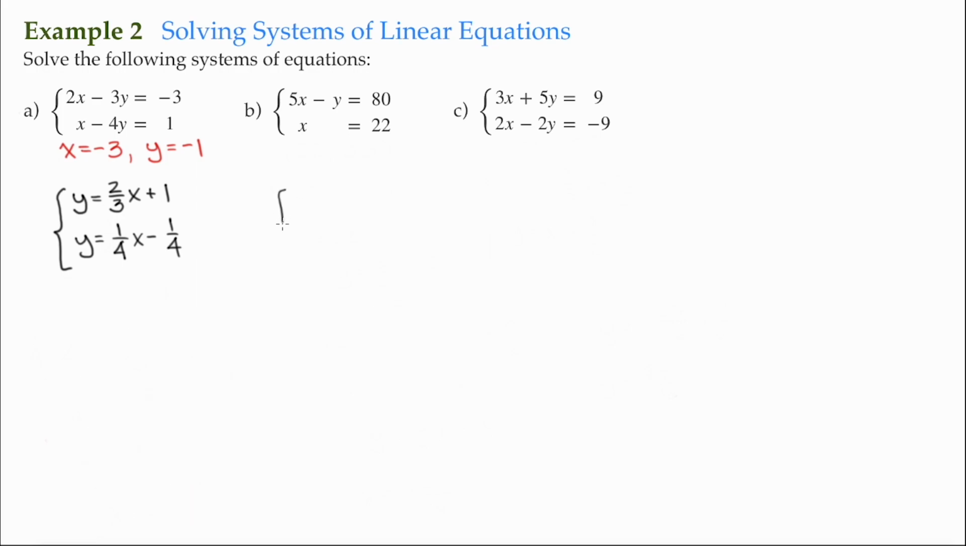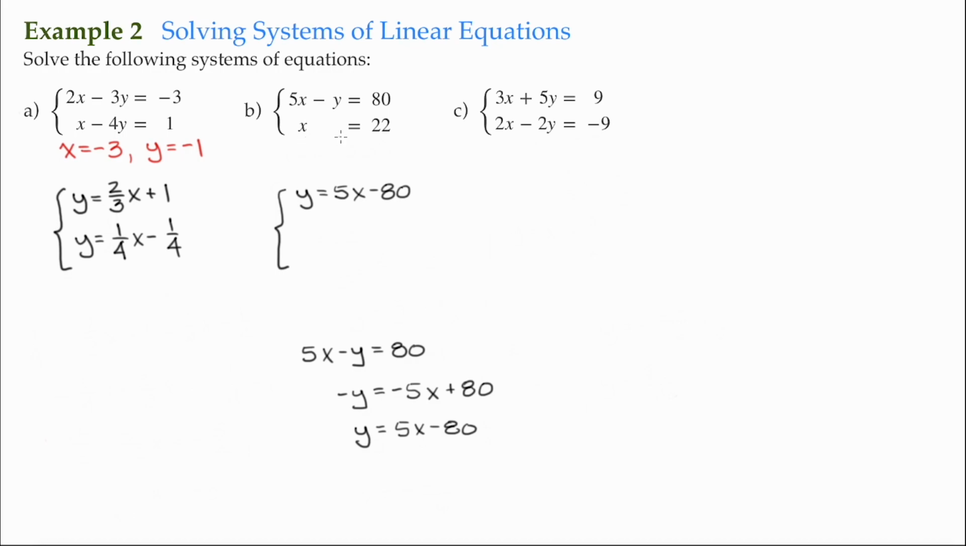So I'll put in my little curly brace here, and I'm going to rewrite these in slope-intercept form. 5x minus y is equal to 80. Negative y is going to be equal to negative 5x plus 80. We divide everything by negative 1. Y is going to be equal to 5x minus 80. So here we go right here. Y is equal to 5x minus 80.